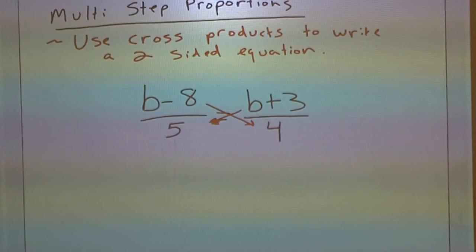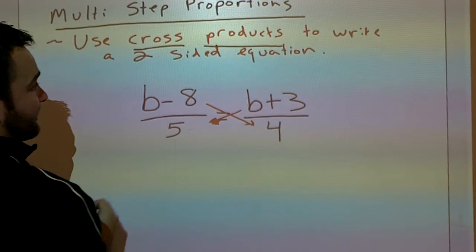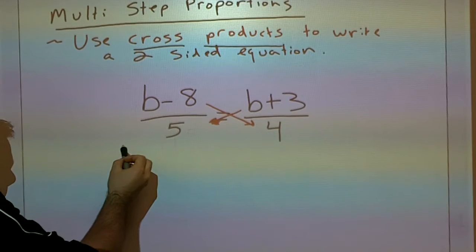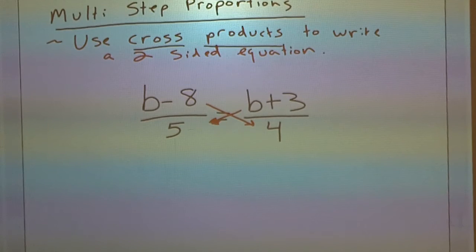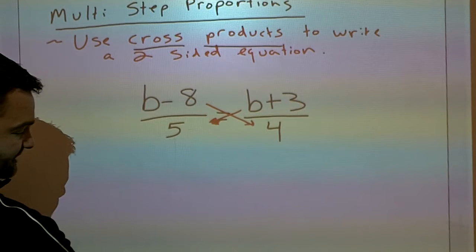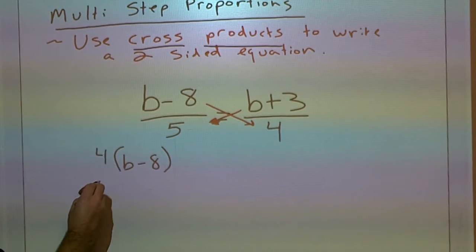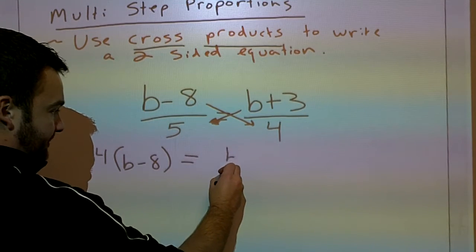Now, knowing that is going to help us with these multi-step proportions. We're going to use cross products to write a two-sided equation. We've got b minus 8 over 5 is equivalent to b plus 3 over 4. So we multiply b minus 8 by 4, and for this to be proportional, that has to be equal to 5 times b plus 3.